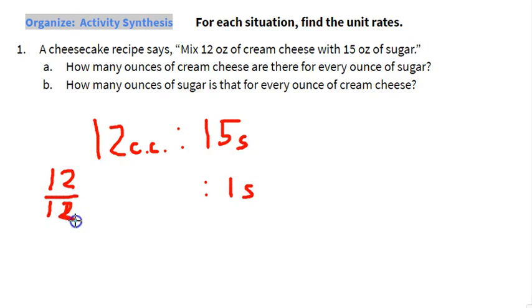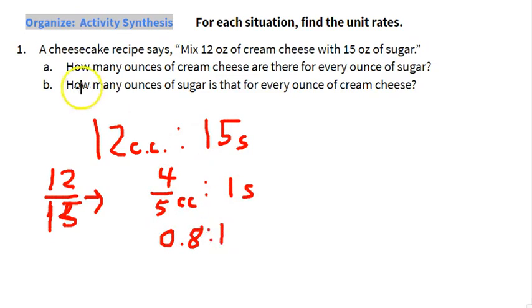Remember that fractions are just another way to write division. So we can actually just make this 12 divided by 15. We can just reduce this fraction, divide both those by 3. It's 4/5 of an ounce of cream cheese per 1 ounce of sugar. You could also make this into the decimal of 8/10. That still works.